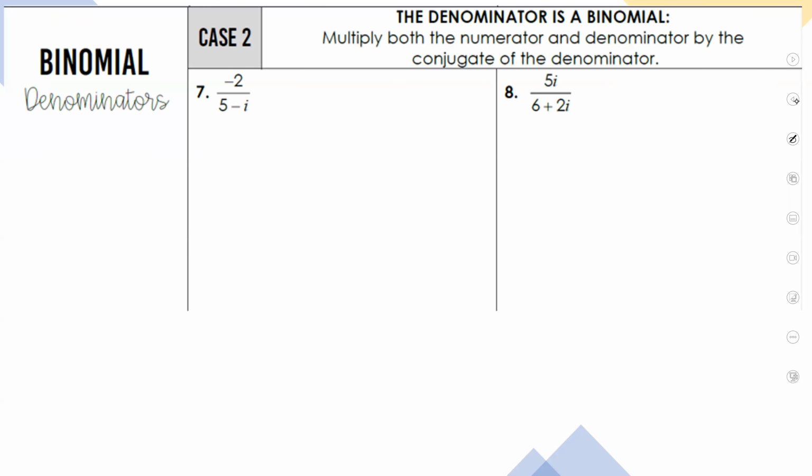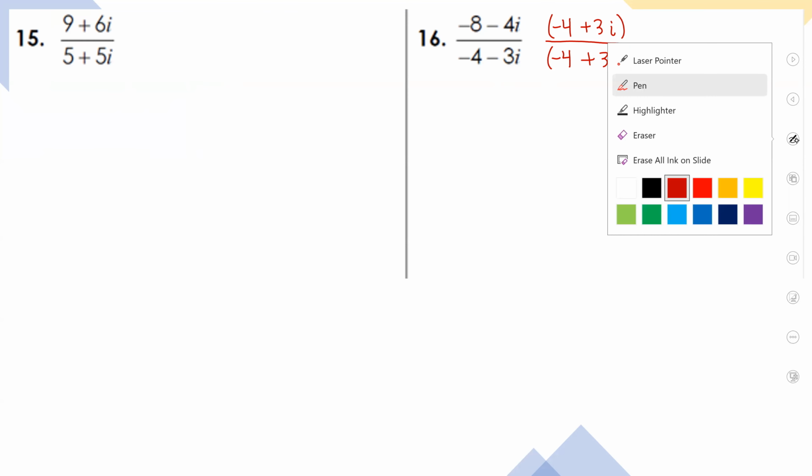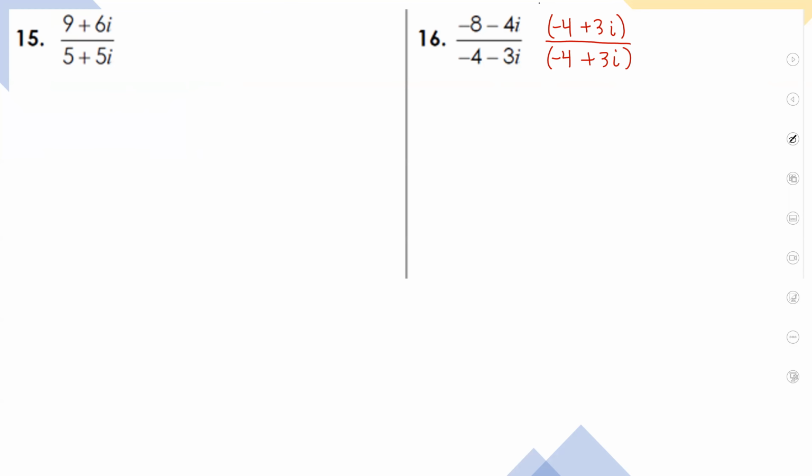Let's look back at the notes. It says multiply both the numerator and the denominator by the conjugate of the denominator. Okay, so the conjugate of the denominator is negative 4 plus 3i. Now we're just going to multiply. So negative 8 times negative 4 is 32. Negative 8 times 3i is negative 24i.